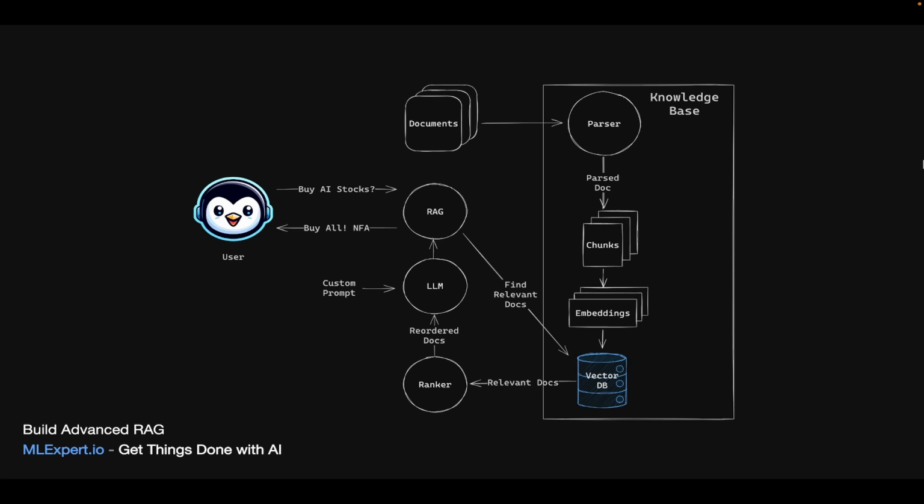In this video, you're going to learn how to build an advanced Retrieval-Augmented Generation system in order to chat with a custom PDF file. We're going to be using Llama 3 and other open models in order to create our RAG application. Let's get started.